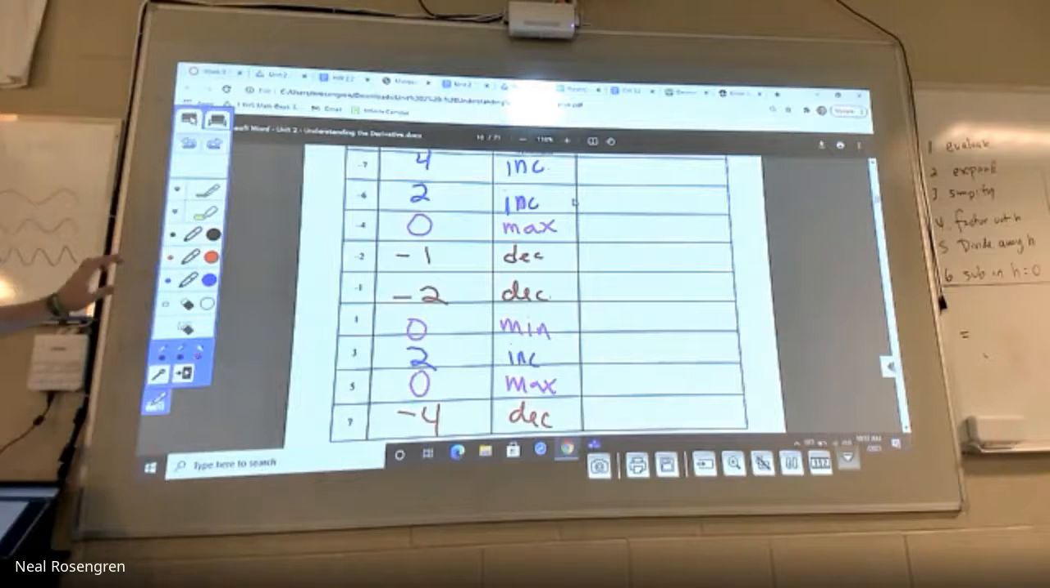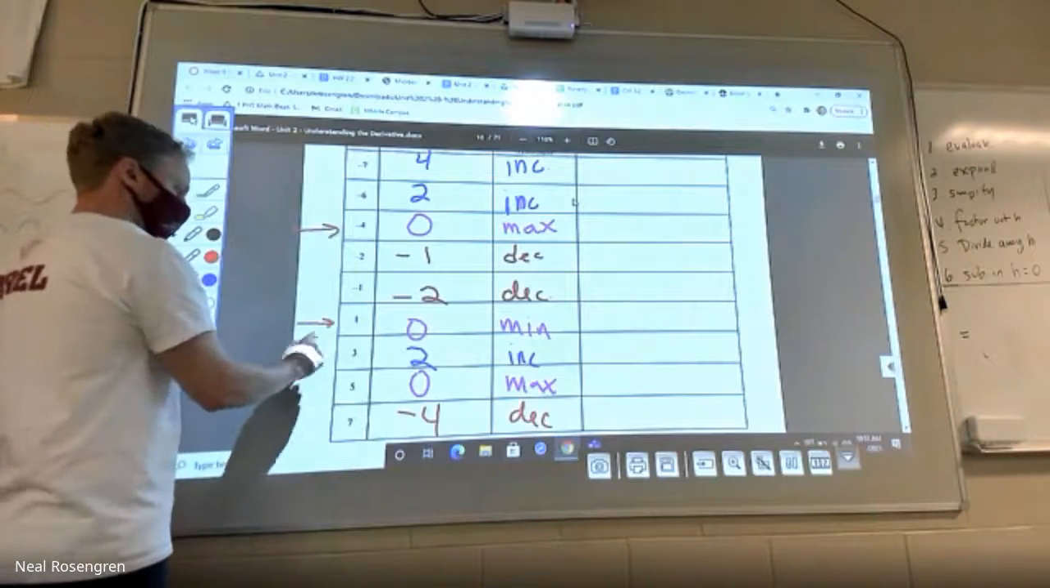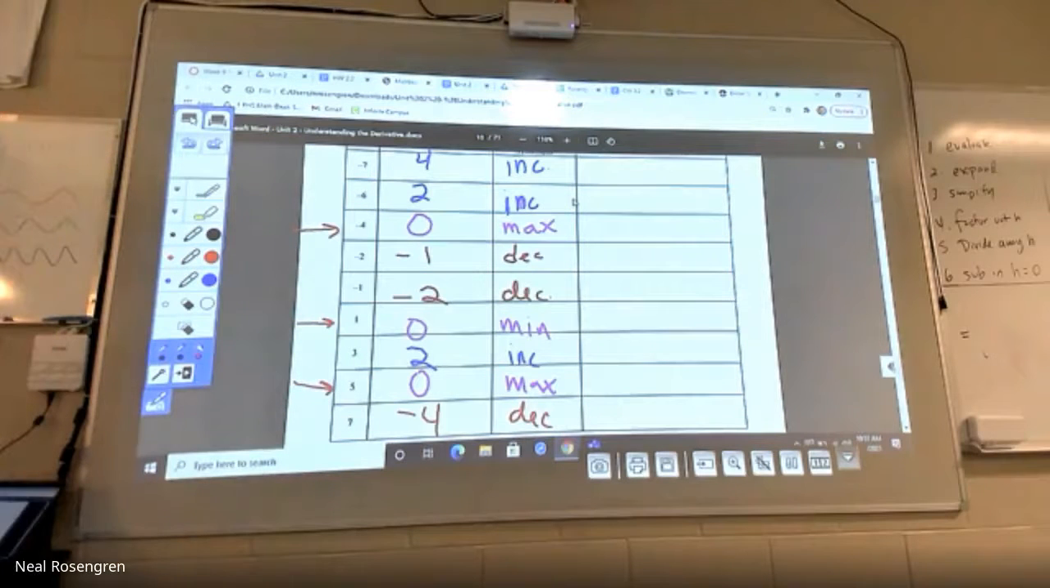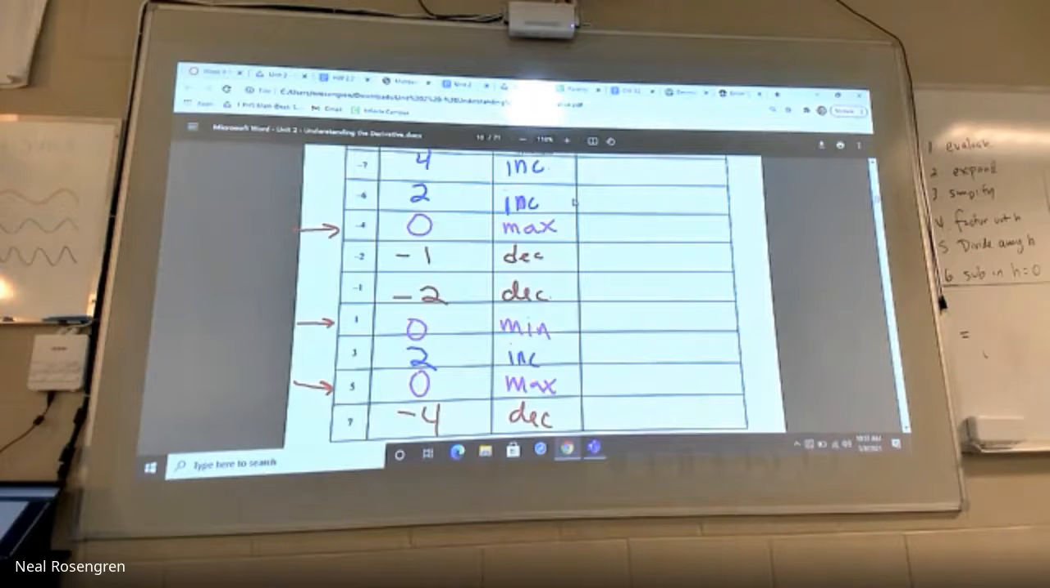Now, in order for there to actually be a minimum or a maximum, like here and here and here, what do you notice about what's happening before and after that slope of 0? Because slope of 0 is very, very important. If I want to be at a relative minimum or max, it has to at least have a slope of 0. But some other things have to happen along the way, and then after the fact.